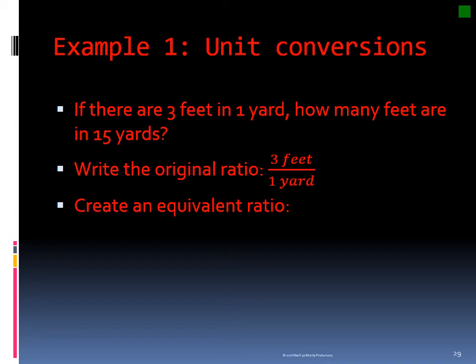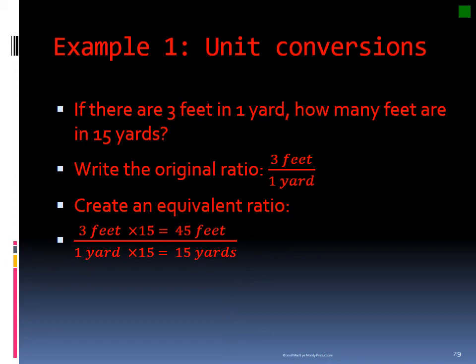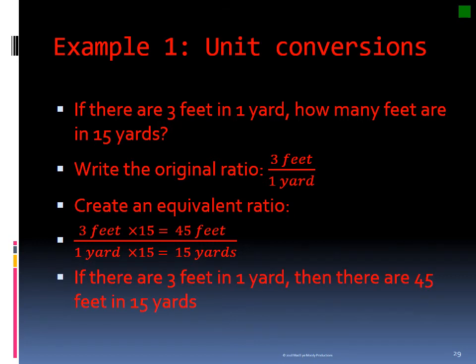So we know we're going from 1 yard to 15 yards. Well, how do we get from 1 to 15? We multiply by 15, because remember we're using the constant factor of change, and we're going from 1 to 15, so it must be multiplying and not dividing. So we have 1 times 15 gives us 15 yards, which means that we're going to have 3 feet 15 times. And so 3 feet 15 times is 45 feet. So if there are 3 feet in 1 yard, then there are 45 feet in 15 yards.